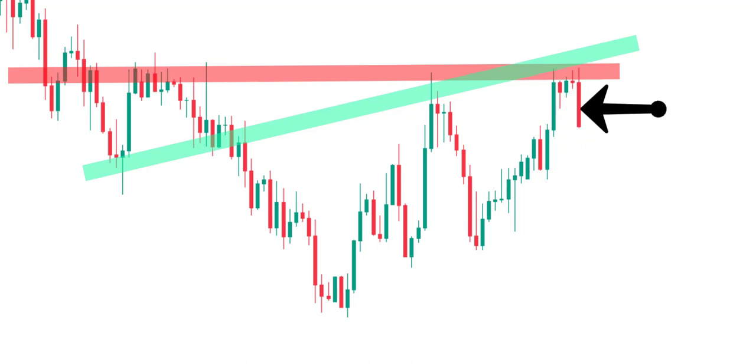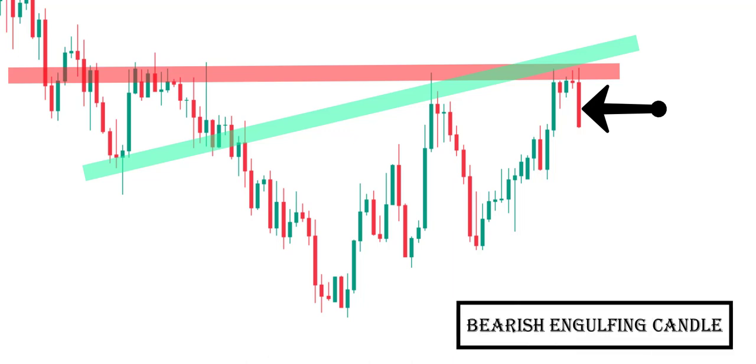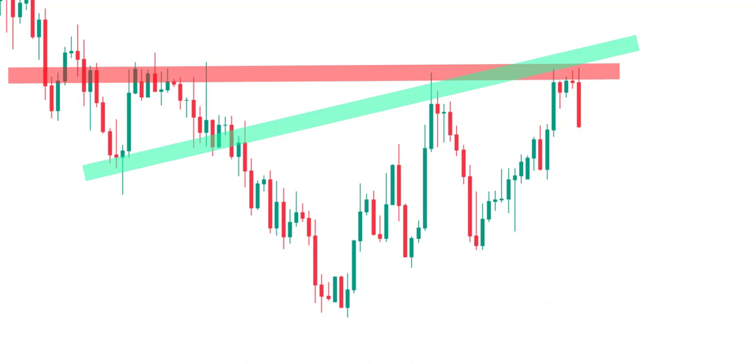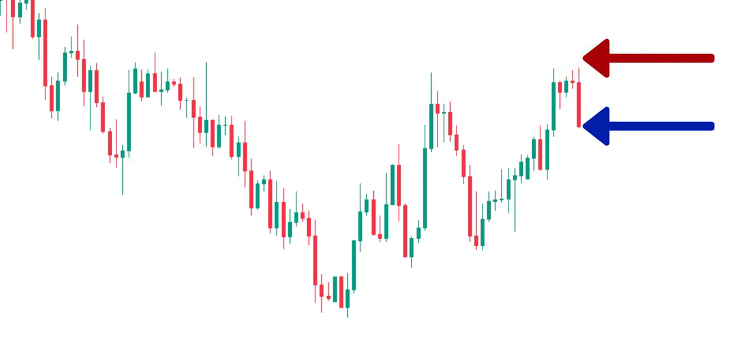Here is the pattern. We can see that the red candle here engulfs the whole body of the previous green candle. Therefore, it is a bearish engulfing pattern. This gives us a clear shorting opportunity. So we sell the pair here and keep our stop loss above the resistance level. We can place our targets at a 2:1 risk to reward ratio. As you can see, the price gave a strong down move after our entry. This brings us to the end of this video.